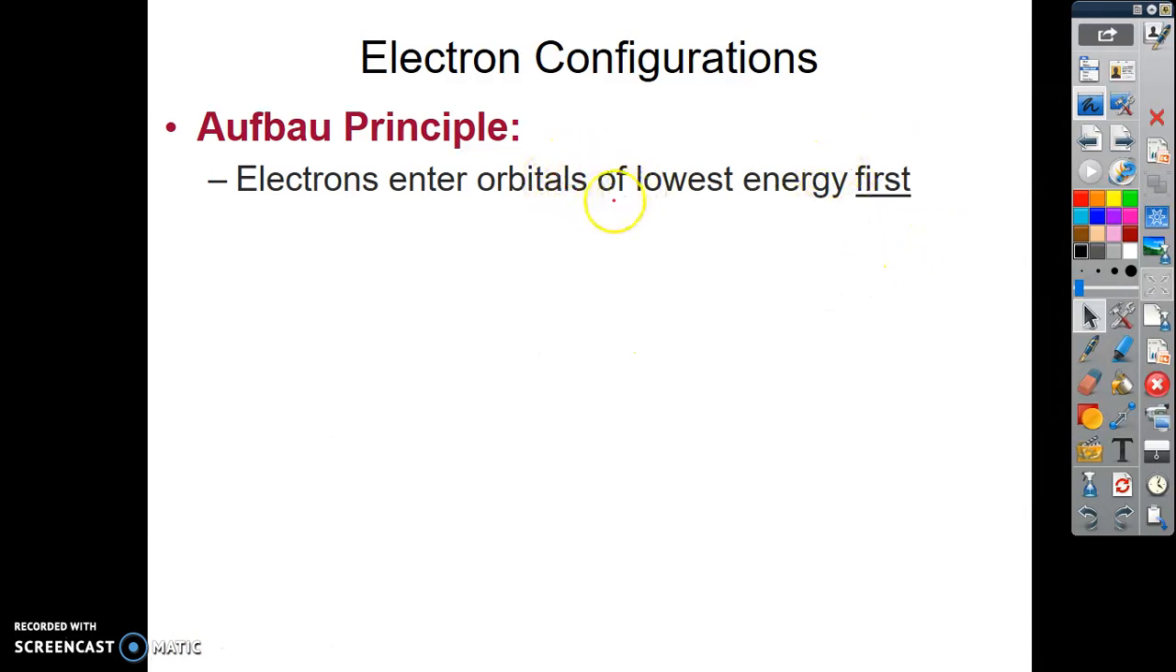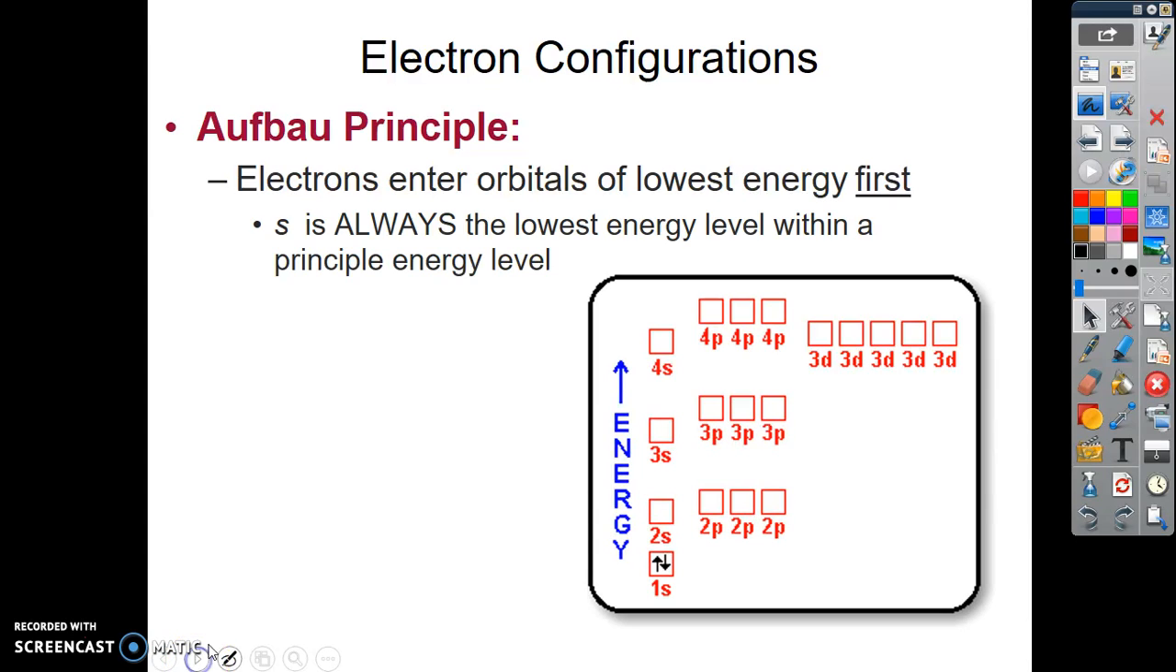And it says that electrons enter orbitals of lowest energy first. This is similar to the Bohr model. When we were making Bohr models, we said that electrons have to go in that first energy level that's closest to the nucleus first. But this is a little bit more complicated because you can have multiple orbitals of different shapes within each energy level. So we've got to organize those a little bit.